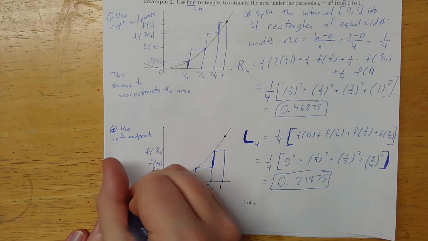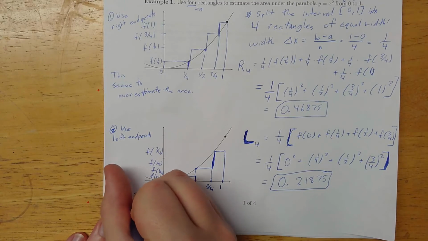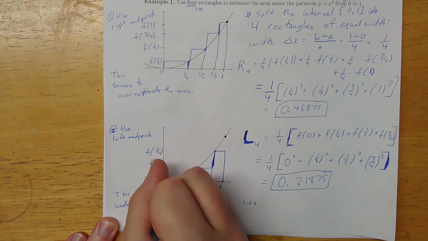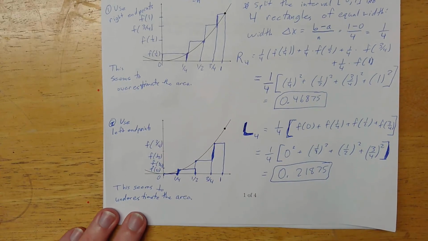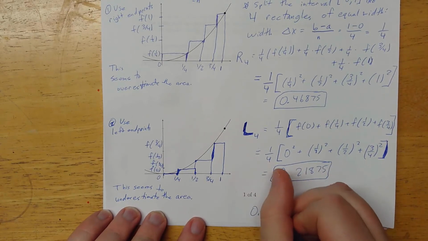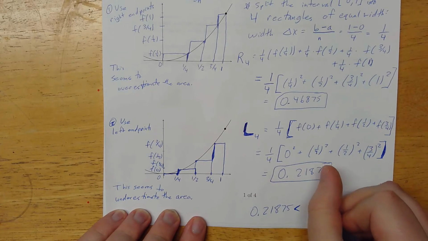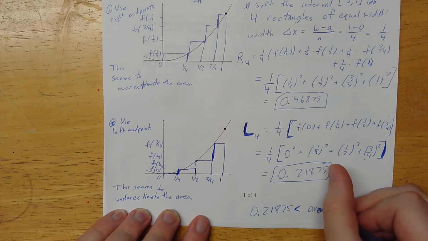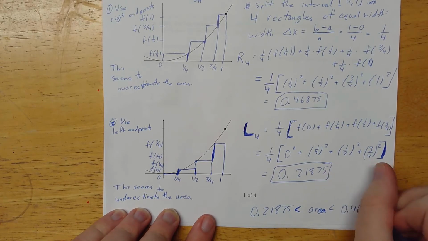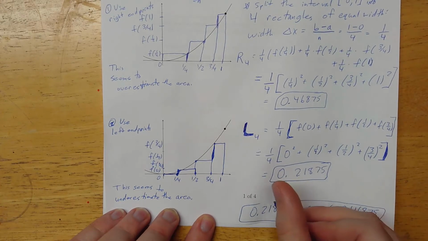So this seems to underestimate the area. Okay, well, great. So that means we know that whatever this area is going to be, 0.21875 will be less than the area, and the area will be less than 0.46875. So our area has to be between both of those.